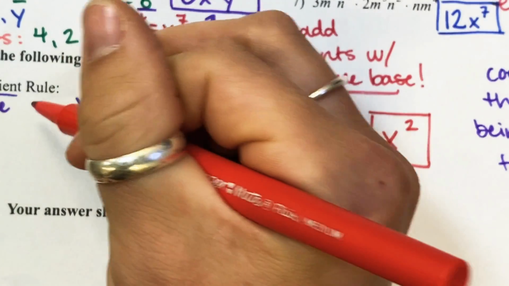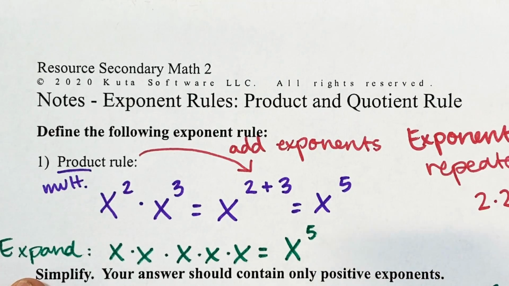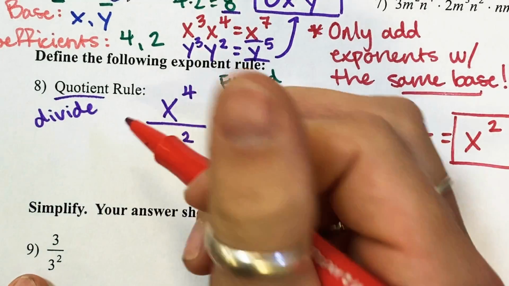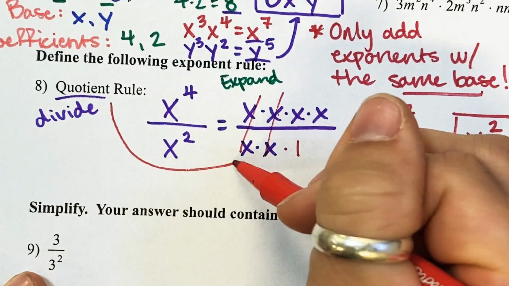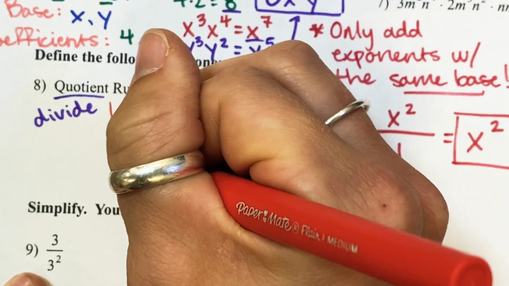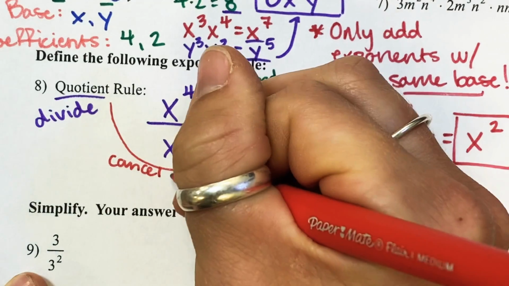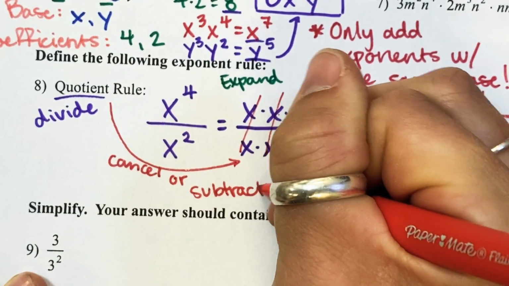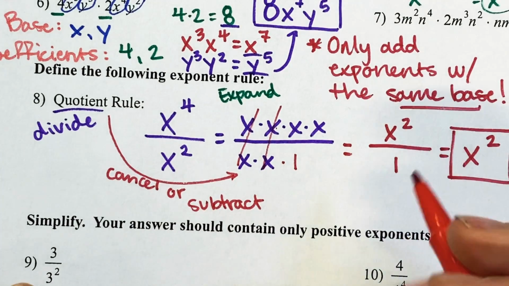Okay, so with quotient rule, just like in product rule, where whenever you see product rule you're thinking add the exponents, quotient rule is kind of cool. You're going to think two things here. You can think cancel or subtract. And I'll show you what I mean by that.